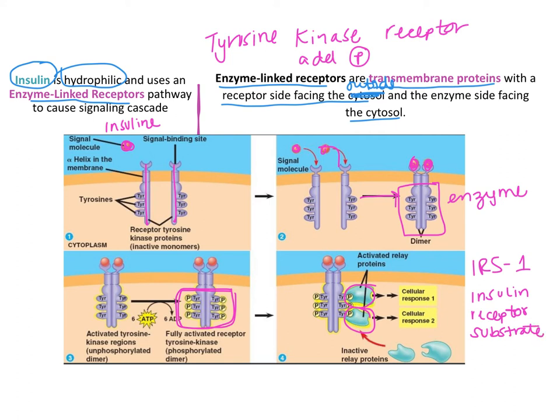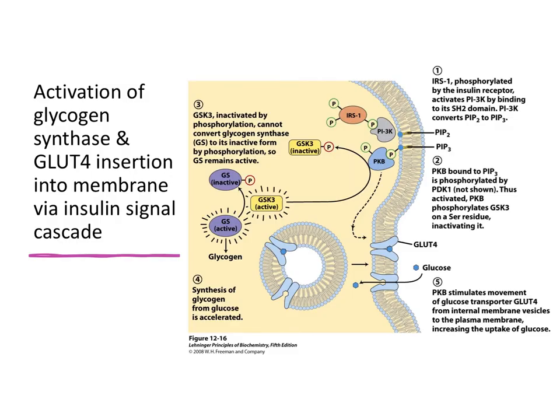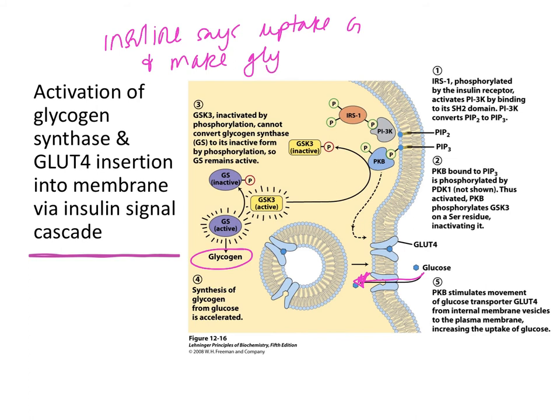Okay, so we're just going to start passing a bunch of phosphates. And the result of passing these phosphates is going to be increased glycogen production, because glucose is going to be coming into the cell. Remember, that's all the insulin signals. Insulin says uptake glucose, and then use that glucose to make glycogen. And the reason it's doing that is because there's too much glucose in the bloodstream.